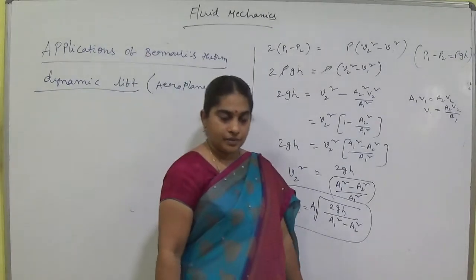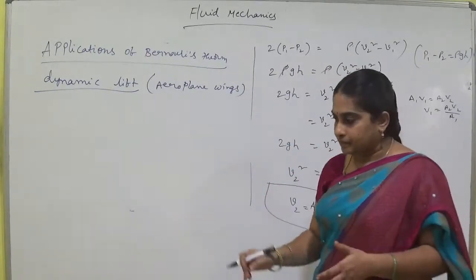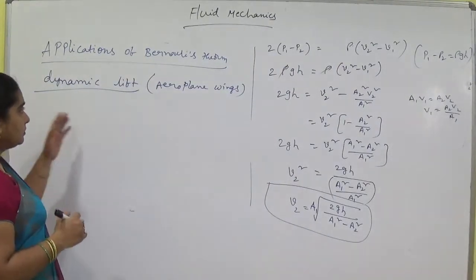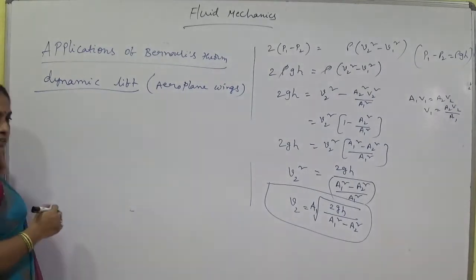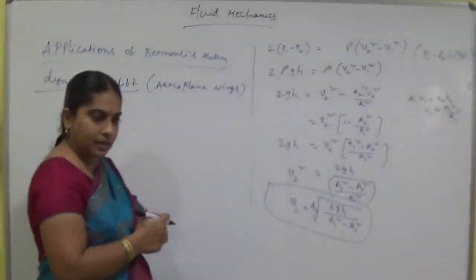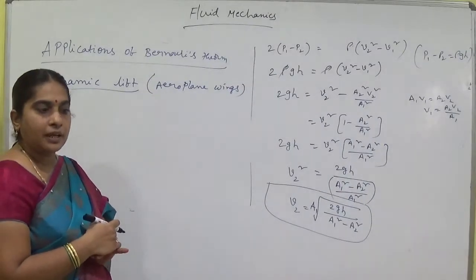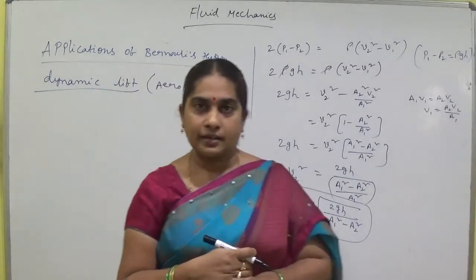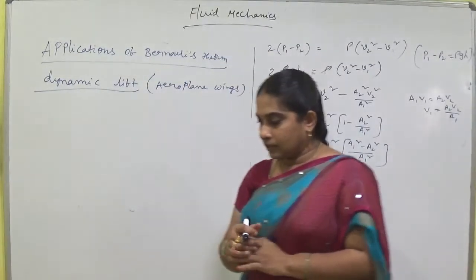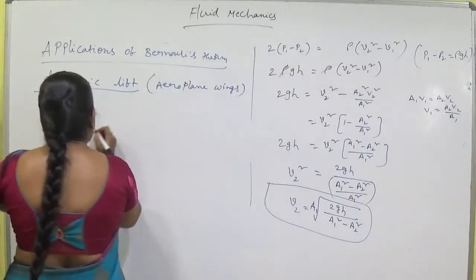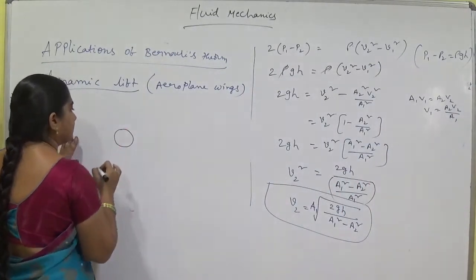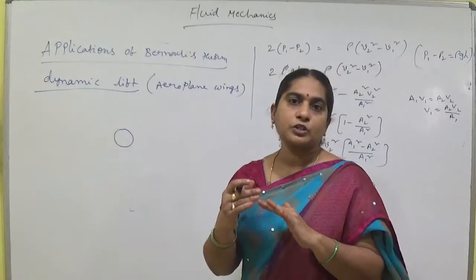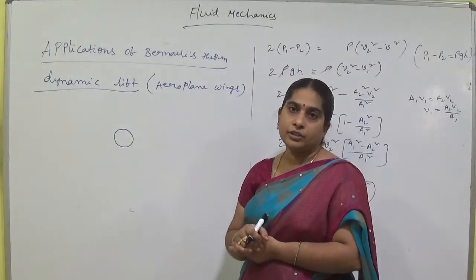Aeroplane wings experience dynamic lift as they move through the fluid. Another example: dynamic lift is experienced by a ball that is spinning while moving in air. This is a ball. First, the ball is moving in air without spinning.